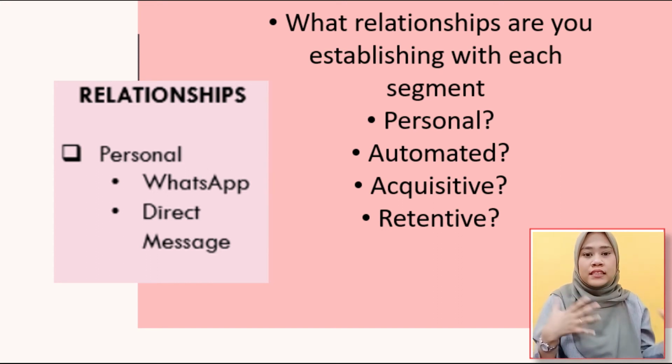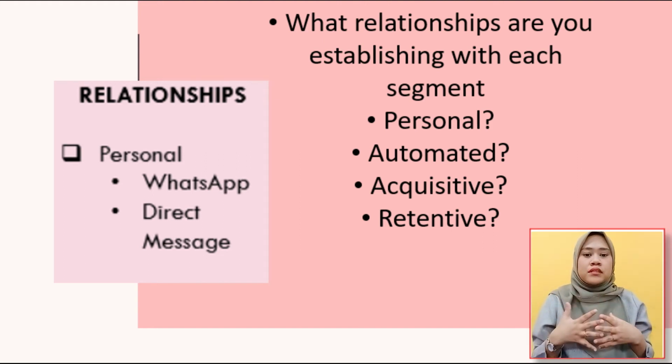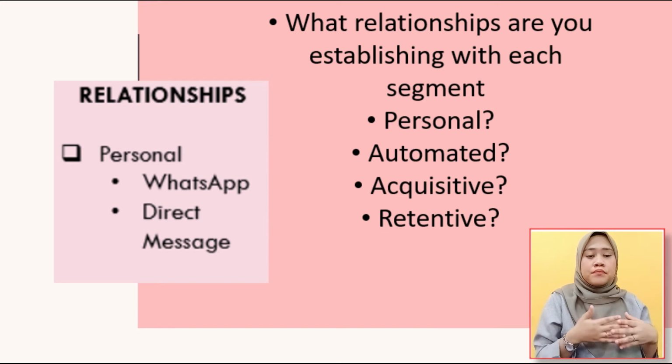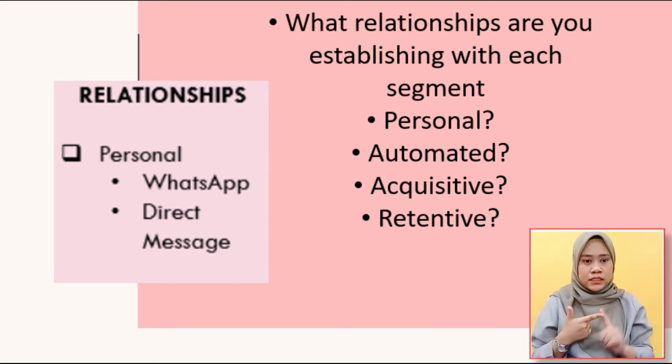Therefore, the next element is customer relationship. Customer relationship is defined as how a business interacts with their customer. The business can interact with their customer through personal, automated, acquisitive, or retentive. As for personal, the business will interact with their customer by phone call or chatting.